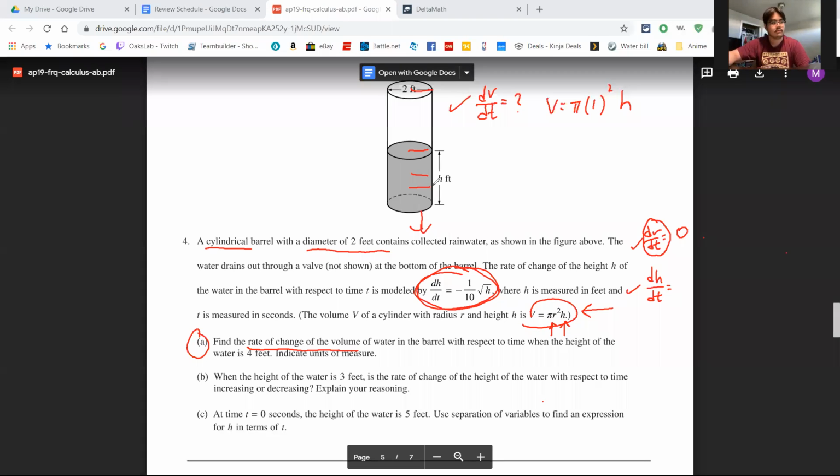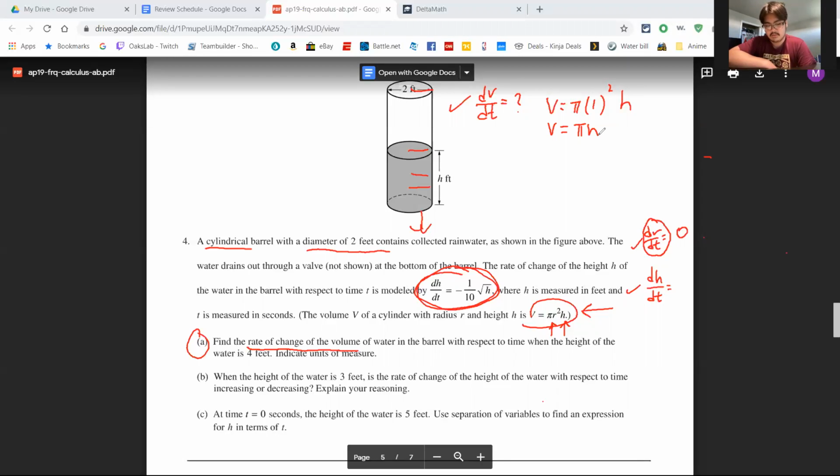If the radius changes, I cannot plug in that number. I have to actually do the product rule. You can do the product rule if you want to, and you know dr/dt is 0, but this is faster. So actually my volume formula is going to become just pi h. You got questions so far? All right, so this is actually pretty easy.